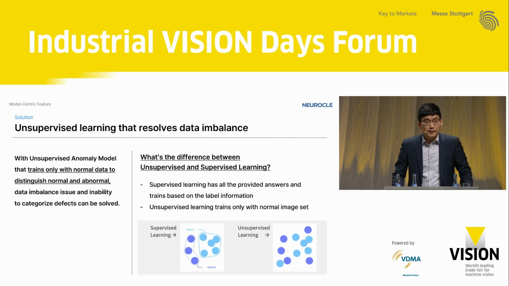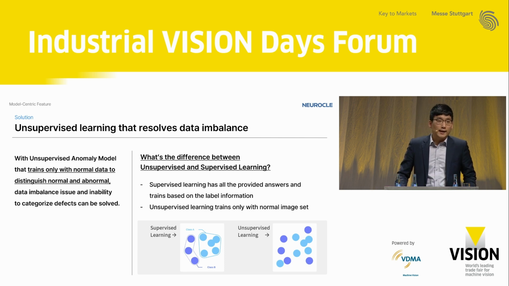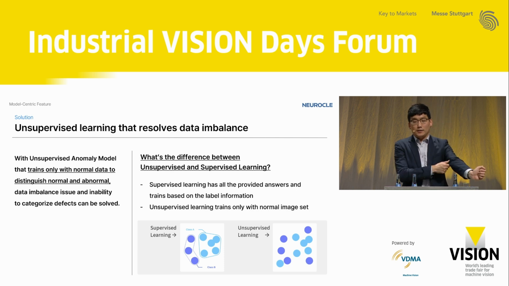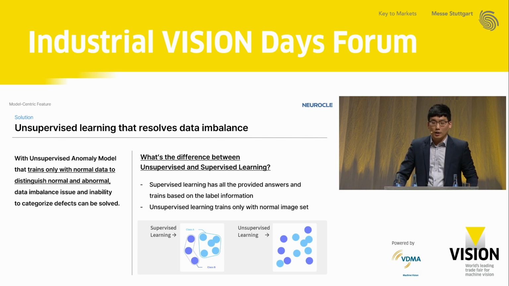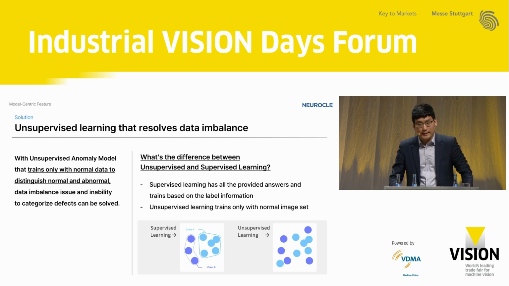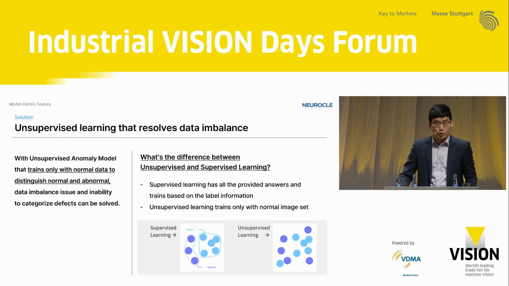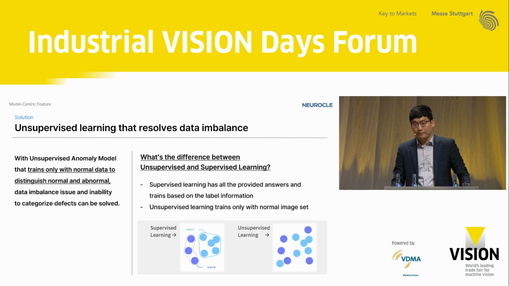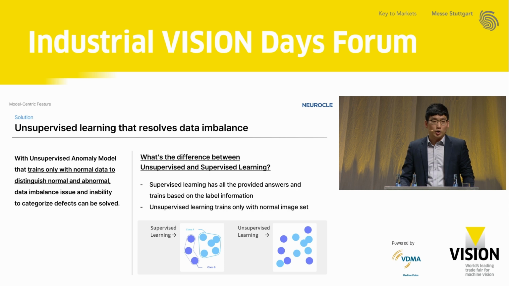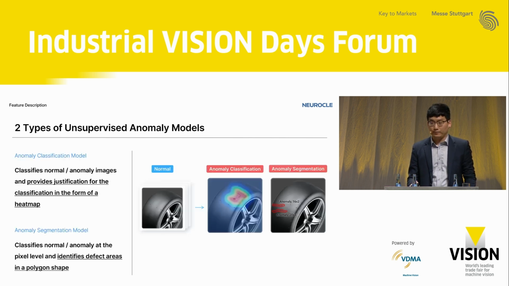For normal models, what we call supervised learning, we train on both OK data and NG data. However, for these anomaly models, we only train on the normal data. That's why we call it unsupervised learning, or some people say weakly supervised learning. We only need to gather OK data and train the anomaly models. Then the model will find abnormal cases. This is a good thing about anomaly models compared to conventional supervised learning.